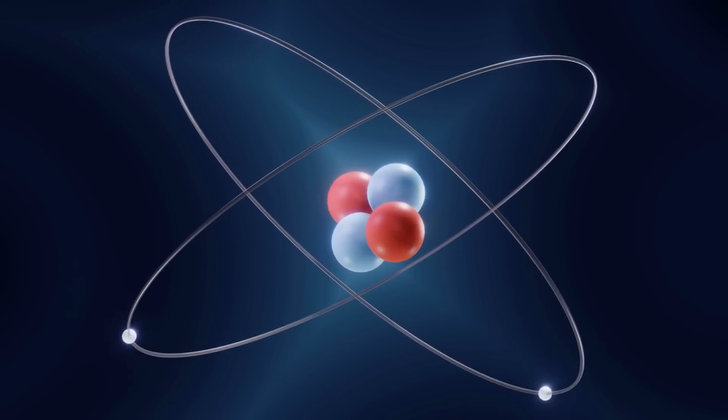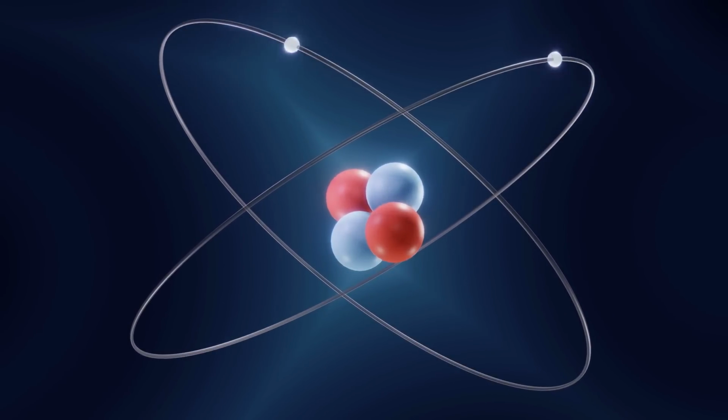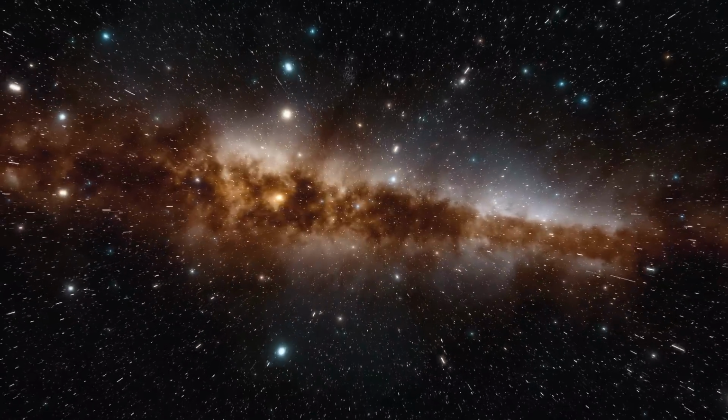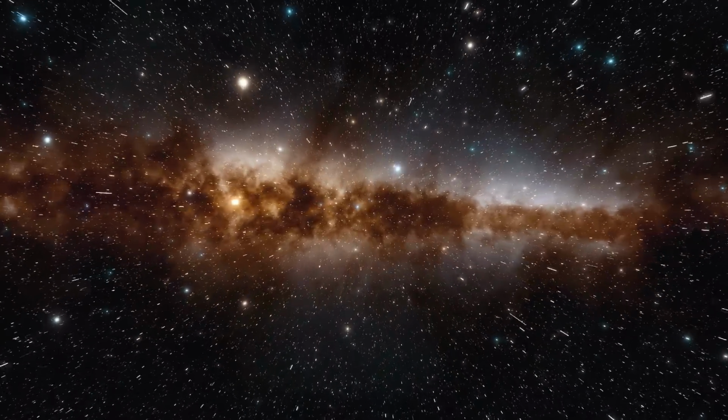As the universe expanded, it cooled and began to form subatomic particles, such as protons, neutrons, and electrons. These particles eventually came together to form the first atoms, which in turn combined to form the earliest stars and galaxies.